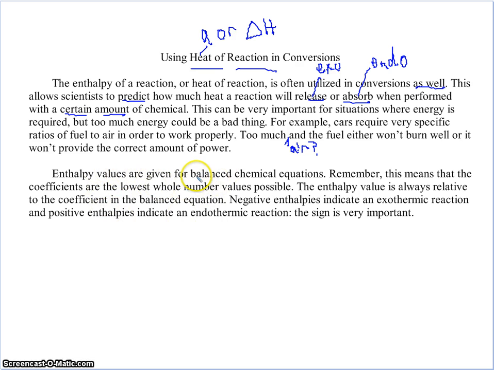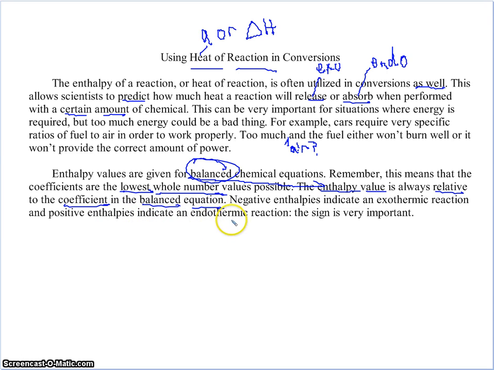Enthalpy values are given for balanced chemical reactions. Again, that balanced seems important. So it seems like the first thing you should always do is balance the reaction. Remember, this means that the coefficients are the lowest whole number values possible. So lowest whole number, so no decimals, no fractions. The enthalpy value is always relative to the coefficient in the balanced equation. Let me read that again. The enthalpy value is relative to the coefficient in the balanced equation.